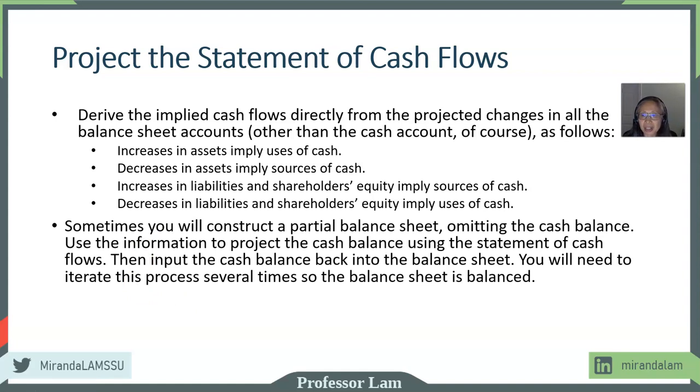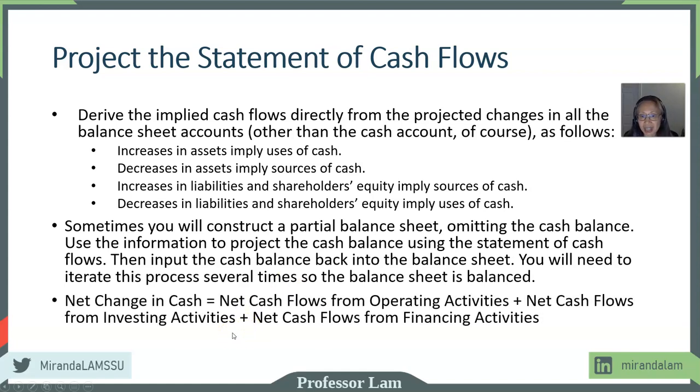Oftentimes, you will create a partial balance sheet, meaning that you fill in the operating current assets, operating current liabilities, as well as long-term assets, but then you will omit the cash balance. That is using the statement of cash flow as the plug. If you're using cash flow as the plug, this will be the step that you go through. You then use the information you have projected to project future cash balance using the statement of cash flow, and then you put the cash balance back into the balance sheet. So again, you need to iterate this process multiple times.